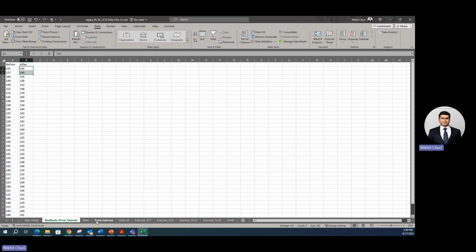Similar is the case for food calories. Before and after, the first one being 395, 404, 401, 405, 396, and so on until the last one being 406. And same is the case with after, which is 378, 392, 395, all the way to 400. So this is for food. The very first one we saw was for your drinks, before and after the ordinance, the law, was put into place. The second one is for the food, before and after.